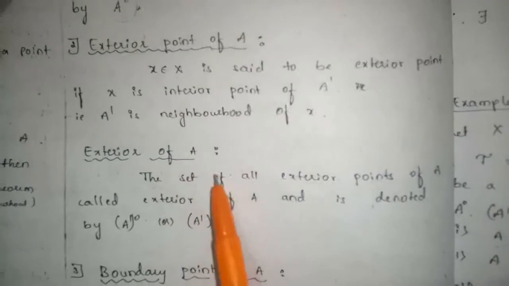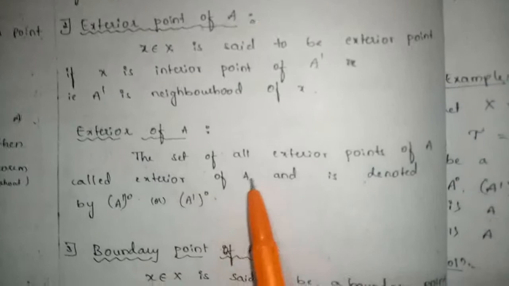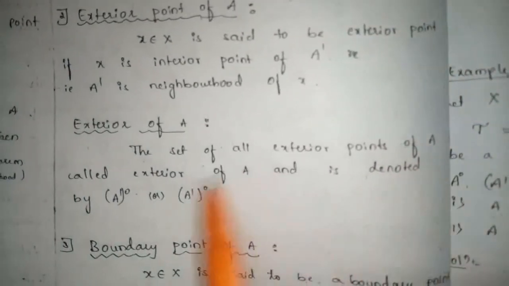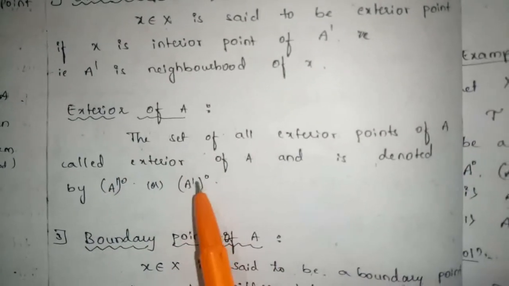Exterior of A, that is, the set of all exterior points of A, is called the exterior of A and is denoted by the symbol A0 complement. Sorry, not A complement. That is, A dash not is called the exterior of A.